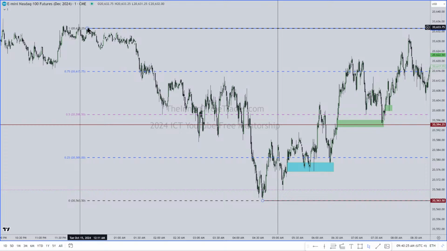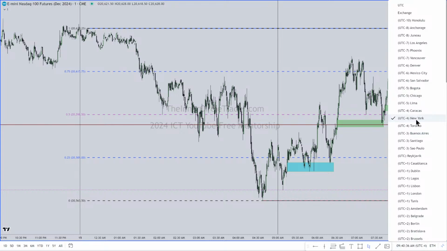I'll look at overnight range defined by 12:01 to 4:59 Eastern time. That means your time always has to be set to this, okay? If you're looking at TradingView and your time is set to anything other than that, you're doing it wrong, period.